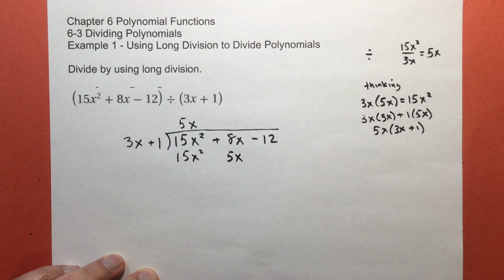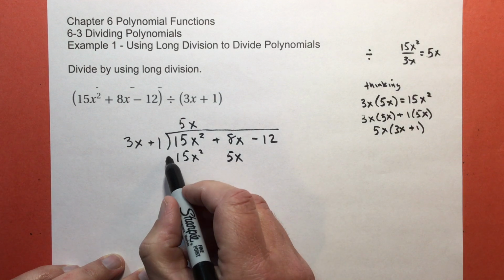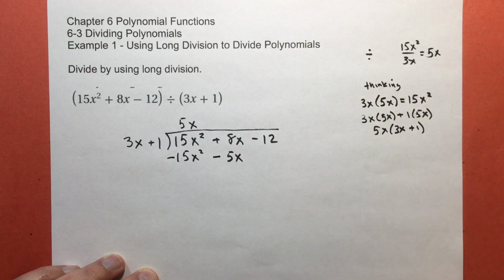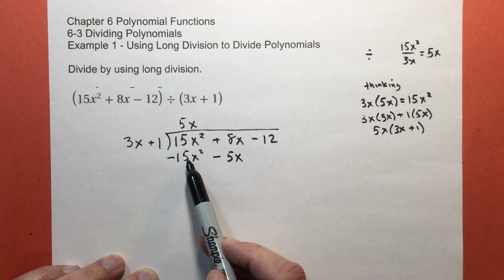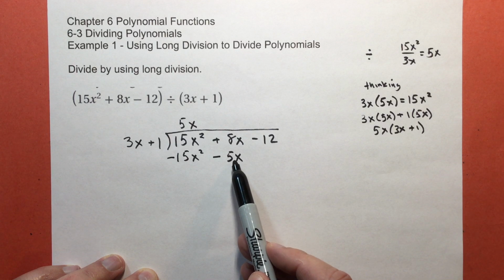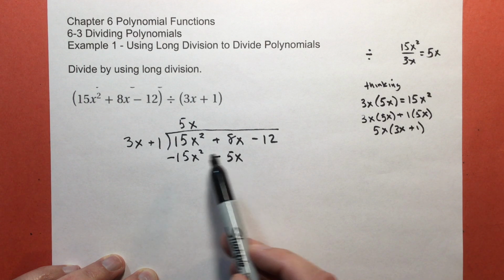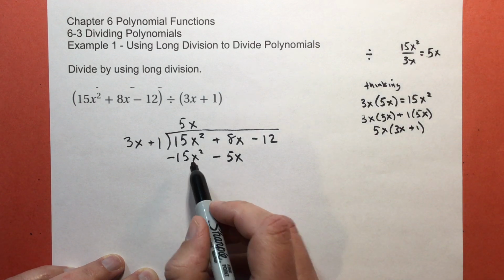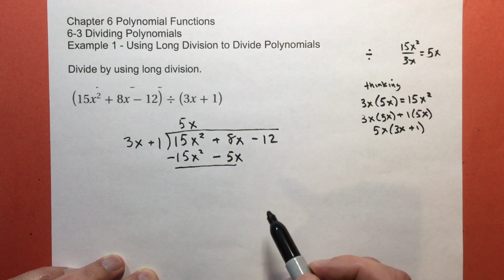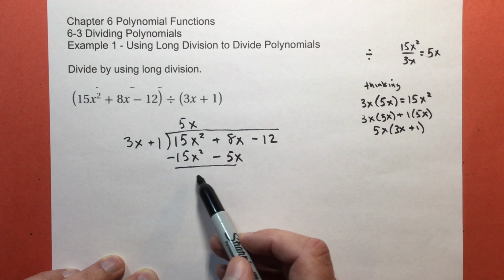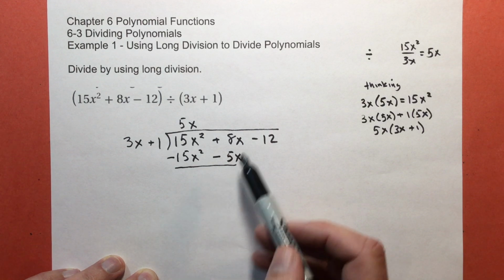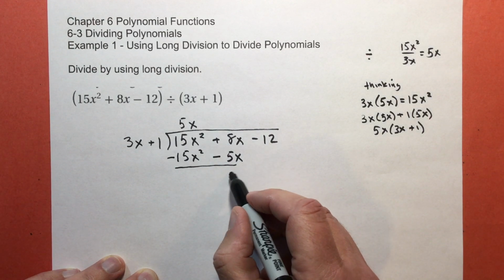Subtraction means adding the opposite. So I'm going to change the sign of both of those. So I'm going to take 5x times 3x plus 1 and get 15x squared plus 5x, and then I'm going to subtract that, which changes the sign of both terms. I'm going to total that up. 15x squared subtract 15x squared is 0. You can put a 0 here, 0x squared even, but you don't need to. 8x subtract 5x is going to be 3x.